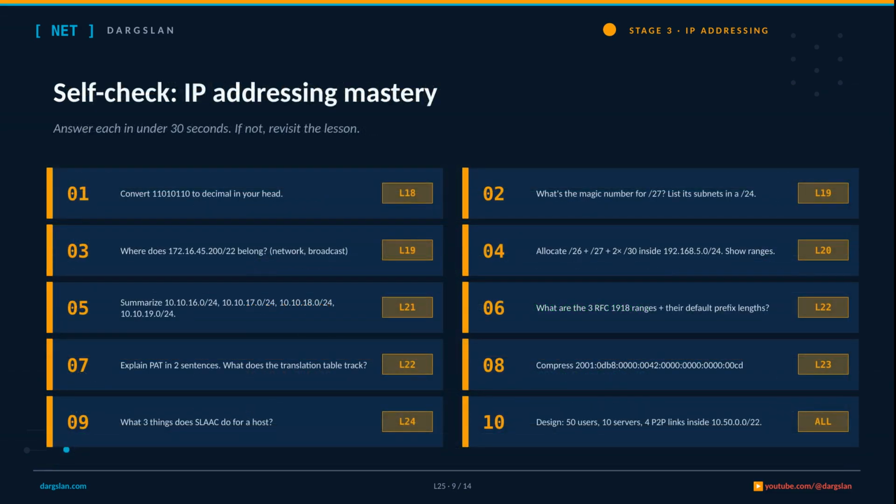With that design in mind, it's time for an honest gut check. 10 questions, 30 seconds each. If any one of them makes you hesitate, the lesson number on the right tells you exactly where to go back. These aren't trivia. They're the reflexes a senior engineer leans on every day, from binary conversion and magic numbers to summarization, RFC 1918, PAT, IPv6 compression, SLAAC, and a full mixed prefix design. Work through them out loud and be ruthless with yourself. That's how the mental model locks in.